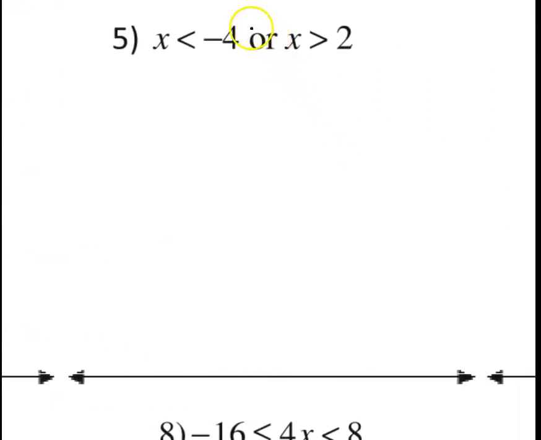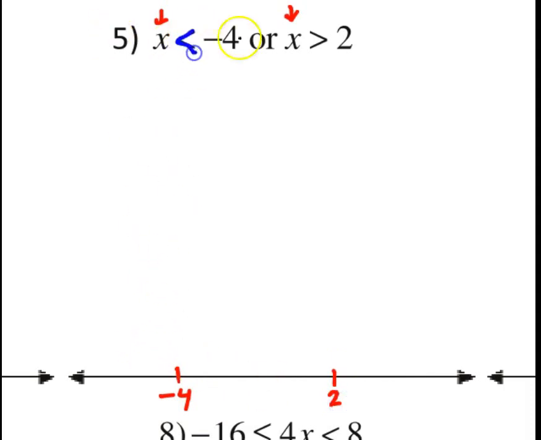So we have a compound inequality, which basically means let's graph both of these on the same number line. And there's nothing to solve here because the variables are already by themselves. There's no work to do here. We just go straight to graph. So we have -4 and +2.